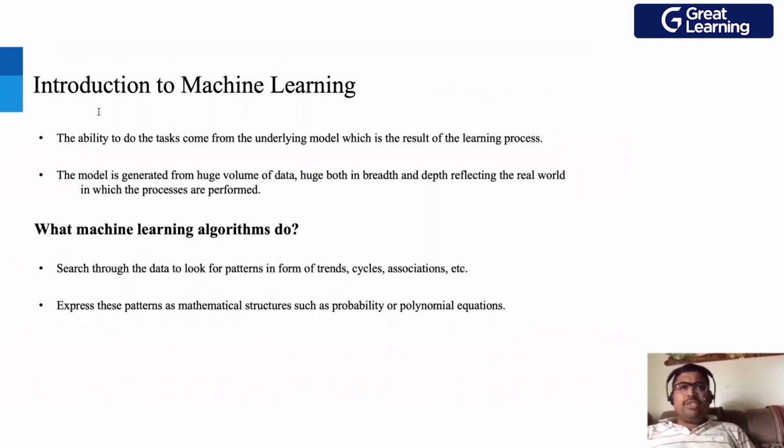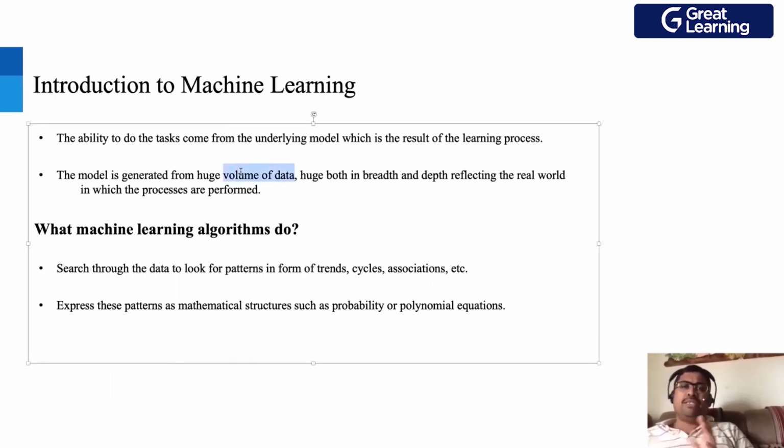Okay. So, introduction to machine learning. We already touched upon the ability to do the tasks coming from the underlying model, which is the result of the learning process. We touched upon that piece, the definition that Samuel gave. Then the model is generated from a huge volume of data. We understood that, because with simple, small data we can observe the patterns, maybe visually, maybe with a little bit of simple analysis, but as the volume of the data grows, we cannot identify that. Huge both in breadth and depth, reflecting the real world in which the processes are performed. So we look at that.